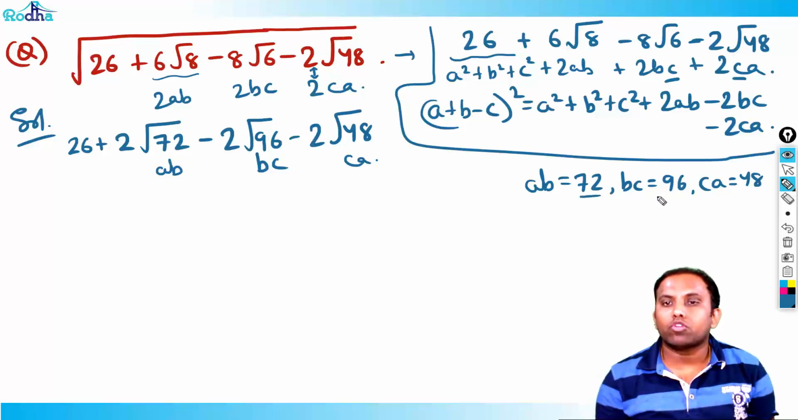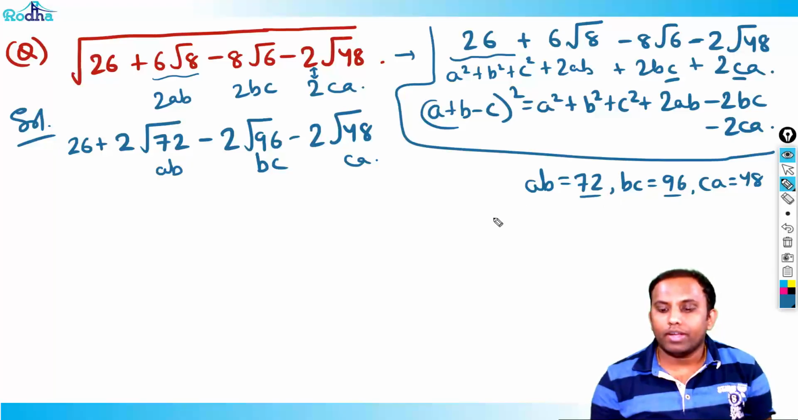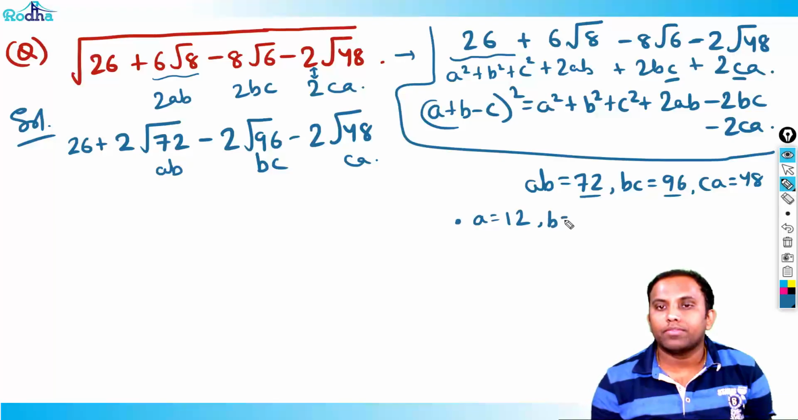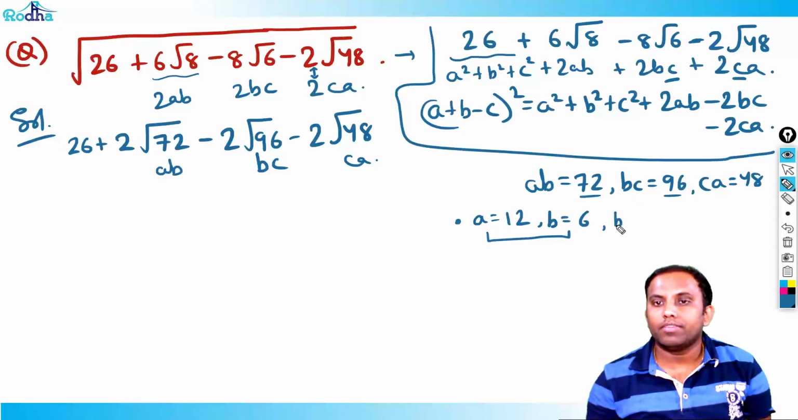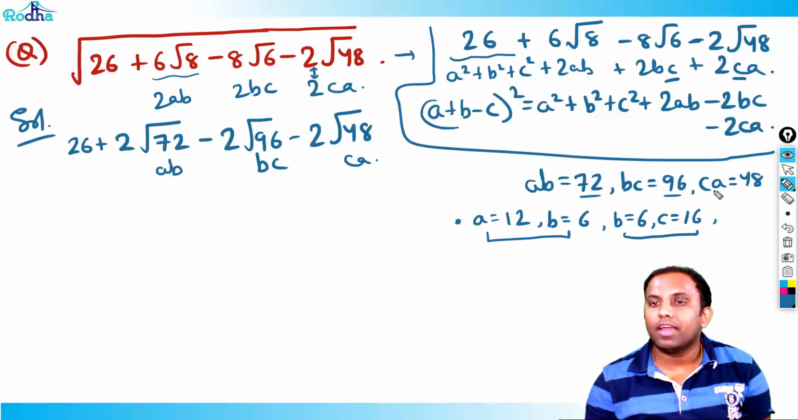So 72 and 96, what is common? I can say 12 is common here, just a thought. So if I take A as 12, B becomes 6 because AB is 72. Then if B is 6, for B into C to be 96, 6 into 16 is 96, so C needs to be 16. But C 16 and A 12 will not give me 48. So this is not acceptable.